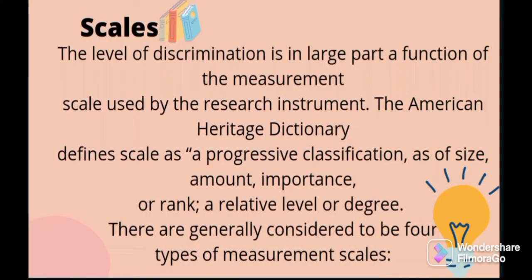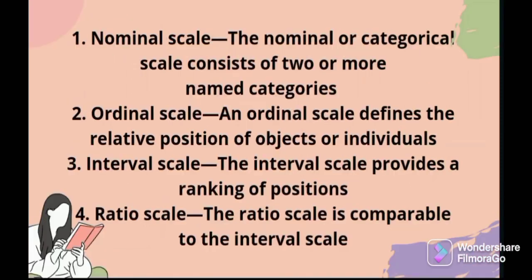Scales. The level of discrimination is in large part a function of the measurement scale used by the research instrument. The American Heritage Dictionary defines a scale as a progressive classification, as of size, amount, importance, or rank; a relative level or degree. There are generally considered to be four types of measurement scales. First is the nominal scale. The nominal or categorical scale consists of two or more named categories. Second, the ordinal scale. An ordinal scale defines the relative positions of objects or individuals.